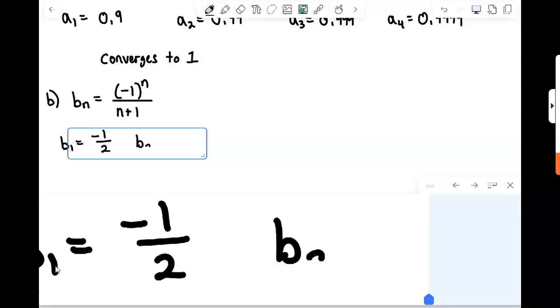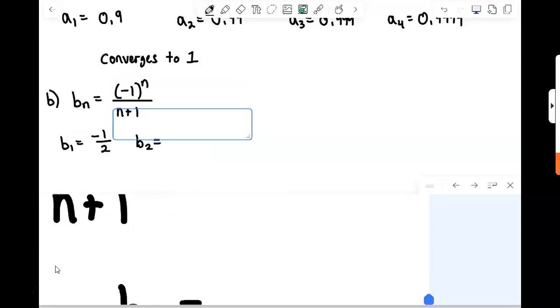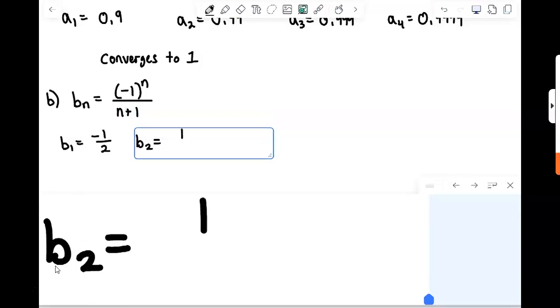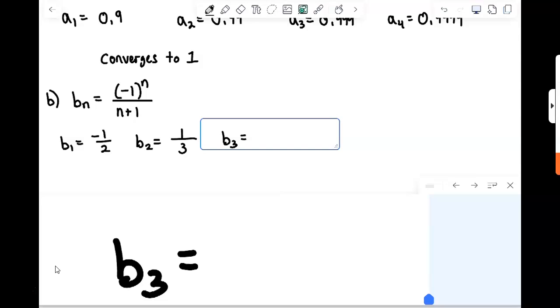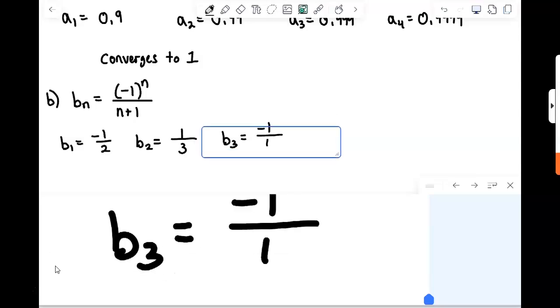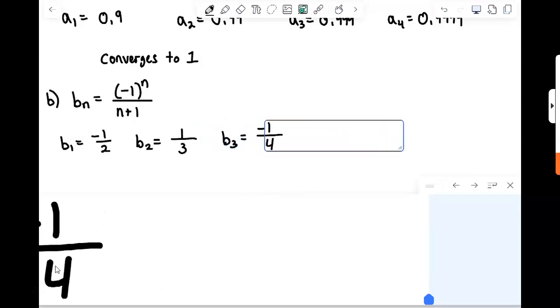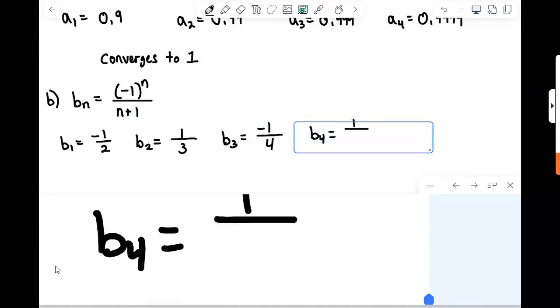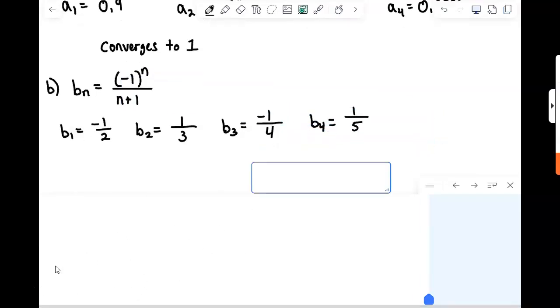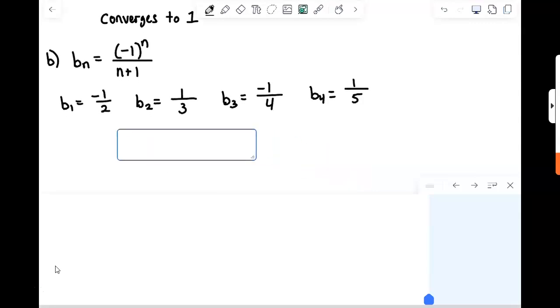b2 would be minus 1 to the second, which would make it positive, over 2 plus 1, which is 3. b3 will be minus 1 to the third, over 3 plus 1, which would be 4. Finally, b4 would be minus 1 to the fourth, which would be 1, and that would be over 4 plus 1, which would be 5.